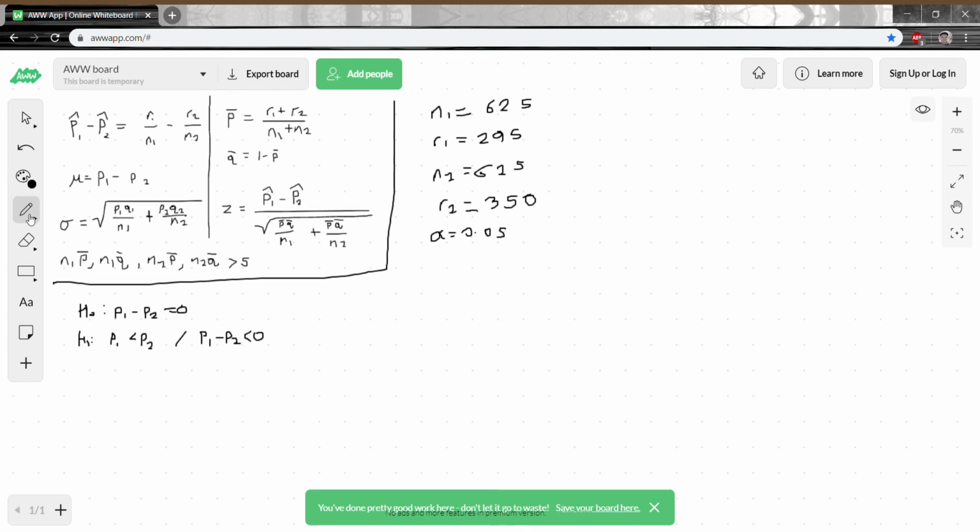So now let's calculate some things. To calculate the test statistic Z, we're going to need P1 hat minus P2 hat. We could have calculated these individually by taking R1 over N1 and R2 over N2, and this is just combining the step.